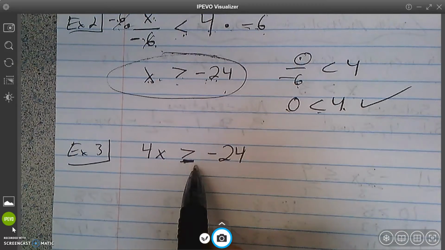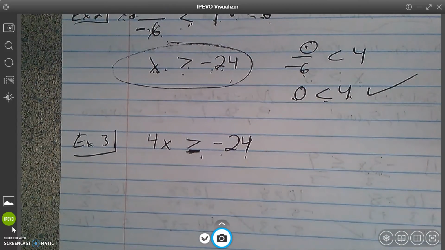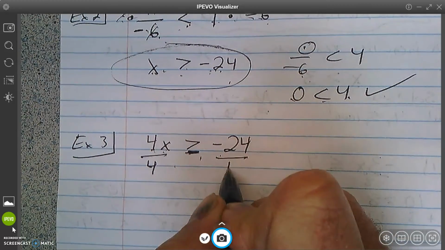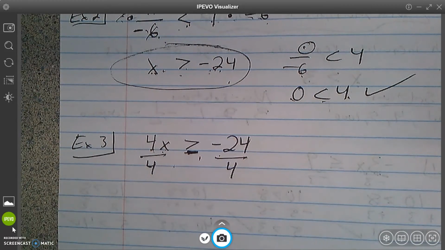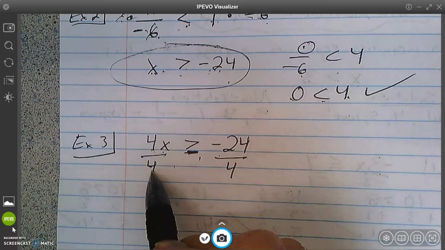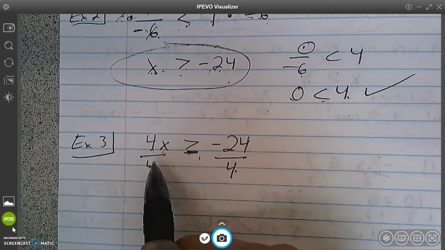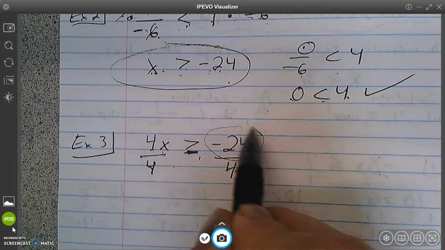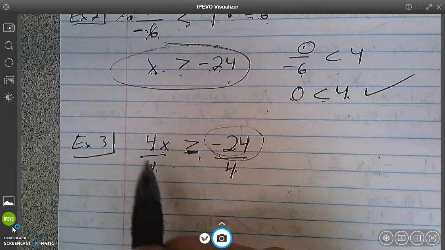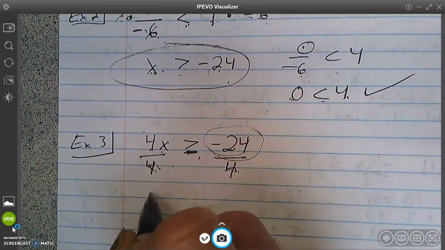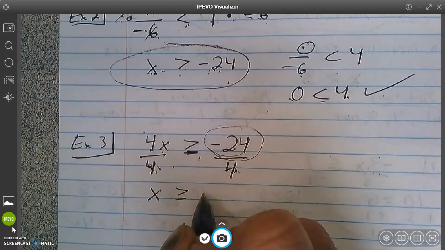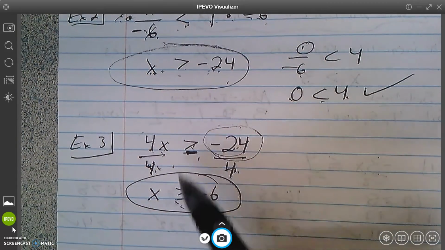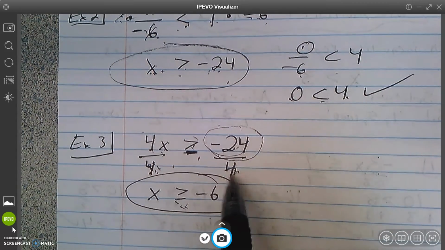4x is greater than or equal to negative 24. Okay. So the opposite of multiplication is division. Do I flip the inequality here? No, I don't. Why not? Because I'm not dividing by a negative. I'm dividing by a positive. This is a negative here, but that has nothing to do with whether I flip the sign. This does, since I'm dividing by a positive. So it's x is greater than or equal to negative divided by positive, which is a negative. So I do not flip the inequality on this one because I'm dividing by a positive.